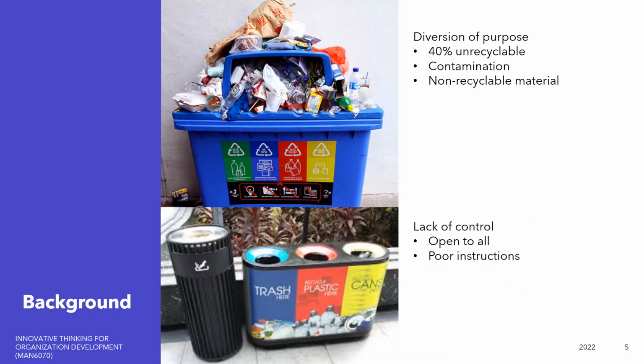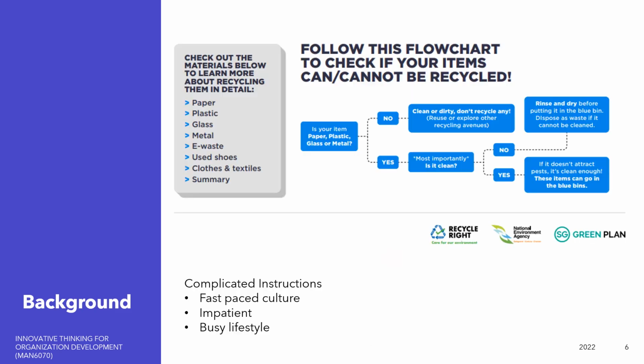According to the Ministry of Sustainability and the Environment, 40% of what we place inside the blue recycling bins are not suitable for recycling. That's because these items are either contaminated with food and liquids or made of materials that can't be recycled at all. Additionally, there is a lack of control on what type of waste goes into the recycling bins.